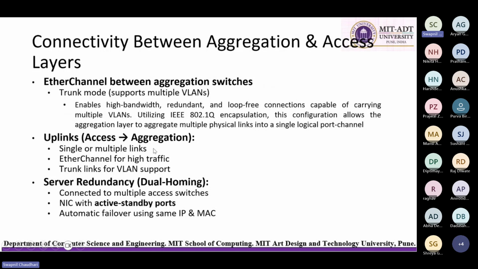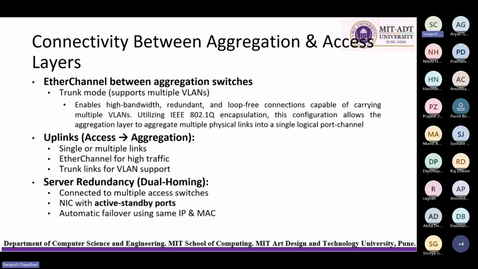Now we are going to see the connectivity between the aggregation and access layers. We already discussed this, but now we are going to dive deeper into these connectivities. Let's understand the aggregation switches, access switches, and servers in the data center. The first one is the EtherChannel between the aggregation switches. They are connected using EtherChannels. EtherChannel means it combines multiple physical links into one logical link.